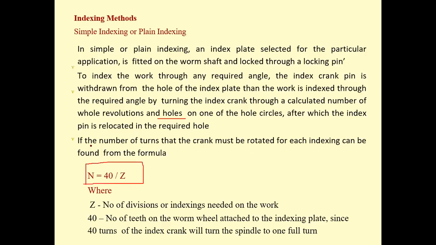So a simple formula is given. The number of turns the crank must be rotated for each indexing can be found from this formula: N = 40 divided by Z. Here N is the number of rotations the crank is to make. 40, because our worm wheel has 40 teeth. Z is the number of divisions, how many divisions you want to make on the periphery of the particular work object. So 40 is the number of teeth on the worm wheel, and if you make 40 turns, only then will the worm wheel rotate completely.